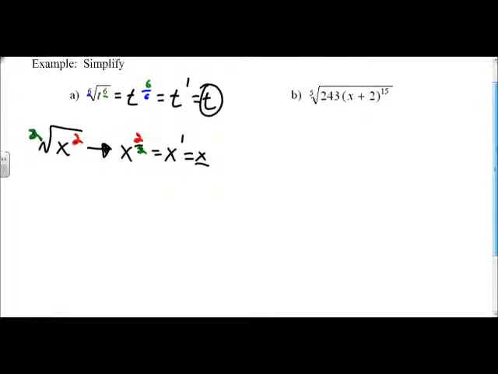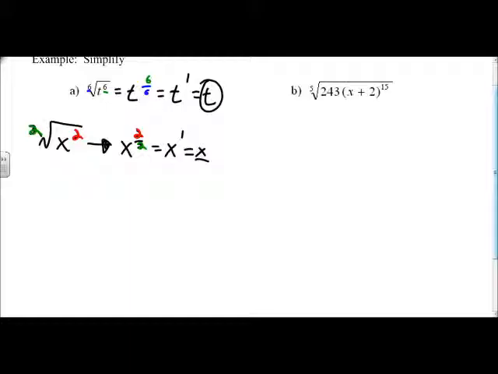Looking at this second example here, similarly we have the fifth root of 243 times x plus 2 to the 15th power. Now again, we're looking for the fifth root of things, so we can notice that 243 is 3 to the 5th power. And our x plus 2 to the 15th power, we can break that down into x plus 2 to the 3rd power, that to the 5th power. Because power to power, or exponent to exponent, means multiply, so our 3 times 5 would be to the 15th.